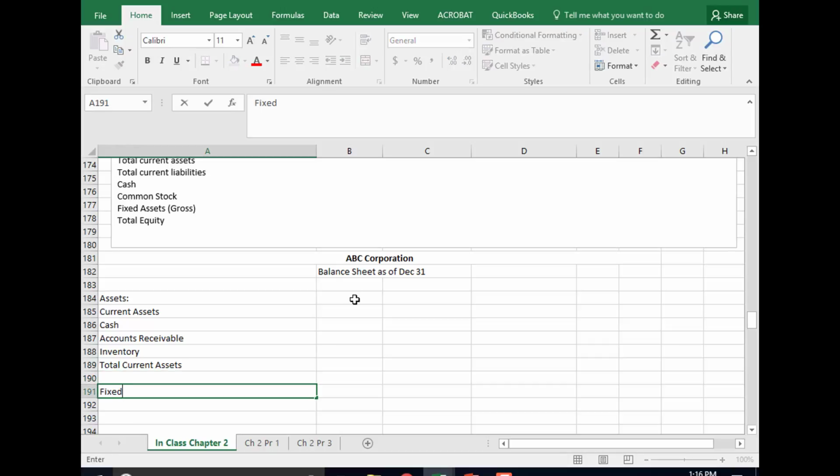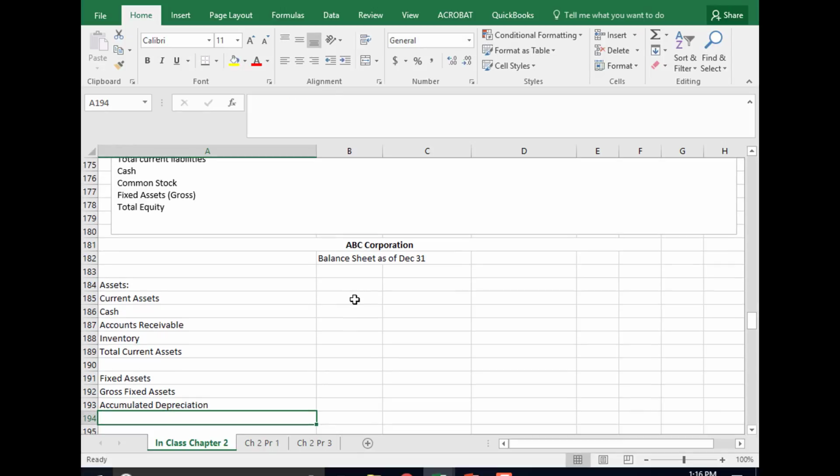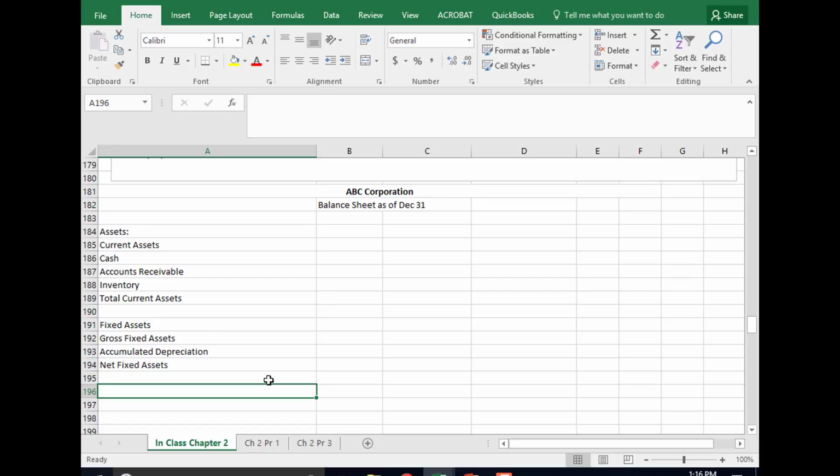Then we have fixed assets. Those assets are our investments in machinery and equipment, and those aren't expected to be used within the first year. We have the gross fixed assets, and we reduce them by accumulated depreciation. And that gets us our net fixed assets. Okay. Our total of current assets and net fixed assets are our total assets. This is what we call the left-hand side of the balance sheet.